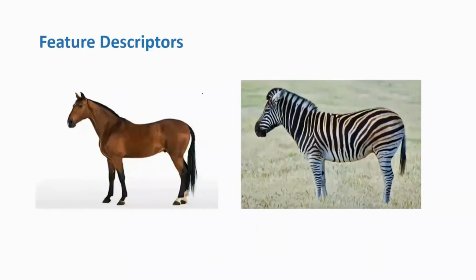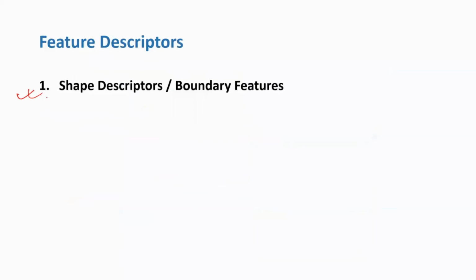Now we'll talk about something called feature descriptors. Again, we'll come back to these features. As discussed, these feature descriptors are of two types: one is boundary descriptors, and another is region descriptors. There are two types of descriptors in any given image.